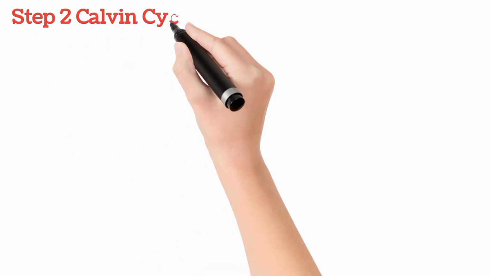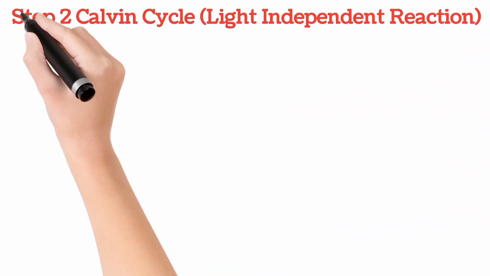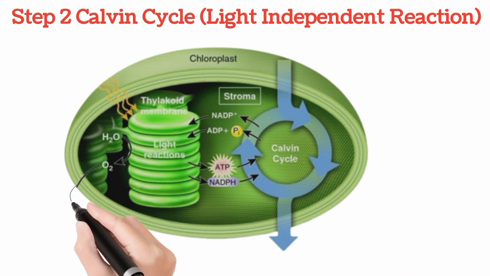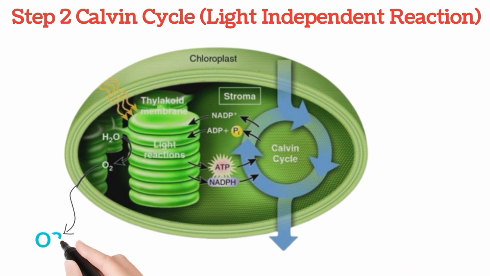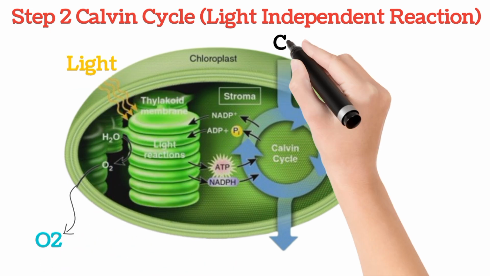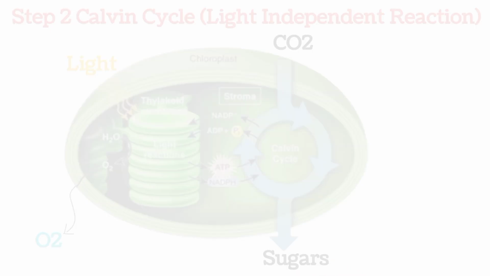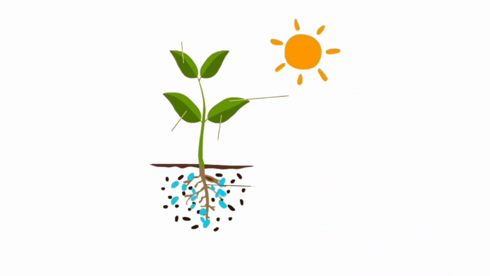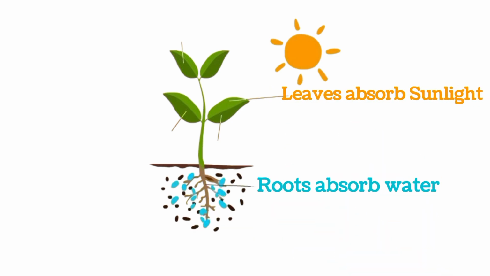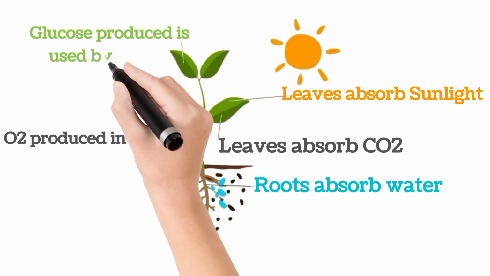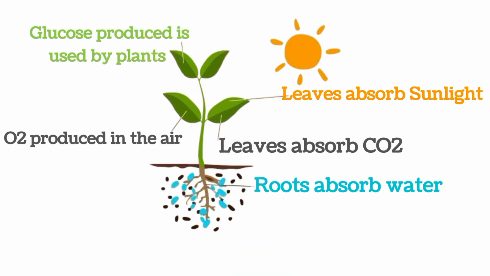The Calvin cycle, light-independent reactions. The second stage, called the Calvin cycle, doesn't need light to occur. Instead, it uses the energy from ATP and NADPH, along with carbon dioxide from the air, to create glucose. Glucose is a sugar molecule that serves as food for the plant, providing energy and building materials for growth.